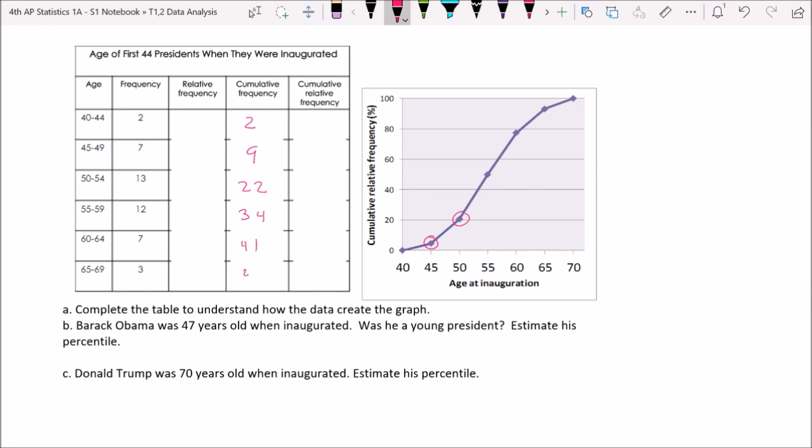Add 3 more. And 44, and I'm comforted by the fact that it talked about the first 44 presidents, and I got these to add up to 44. Okay, so that is the cumulative frequency. That's where those numbers come from. Okay, so that's what's being graphed.